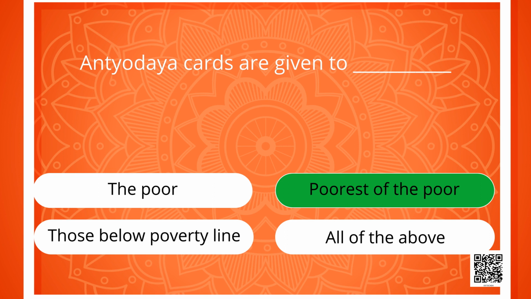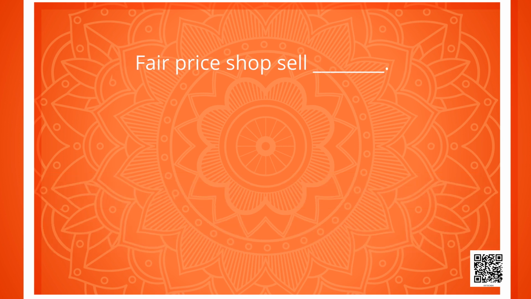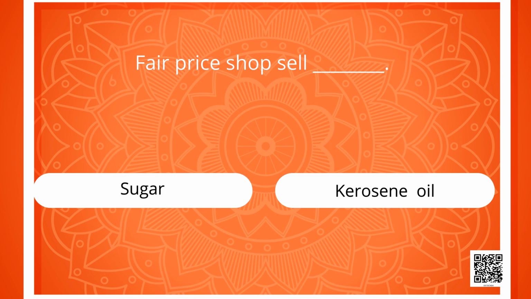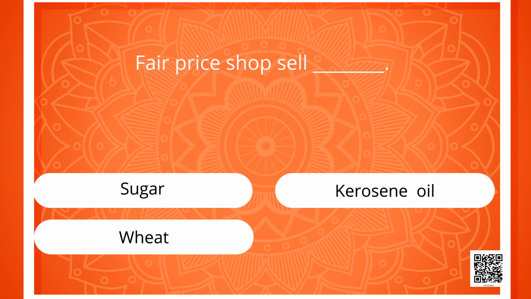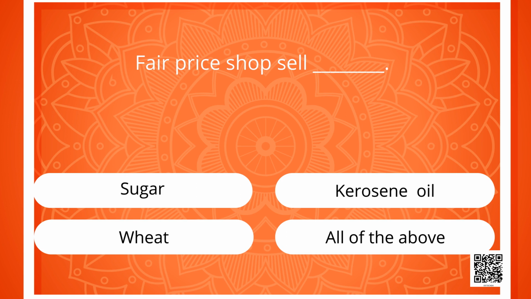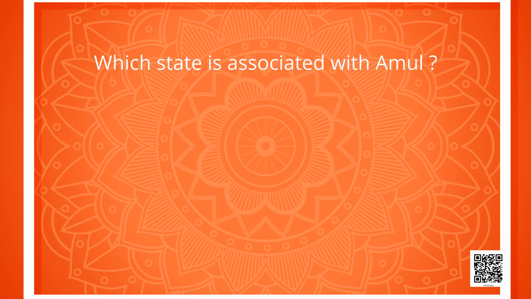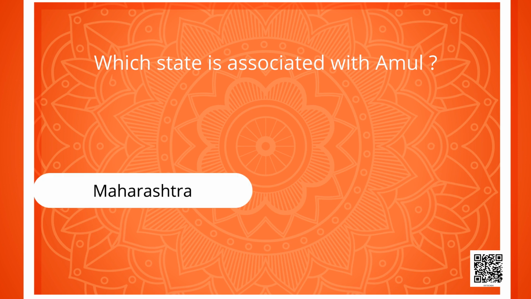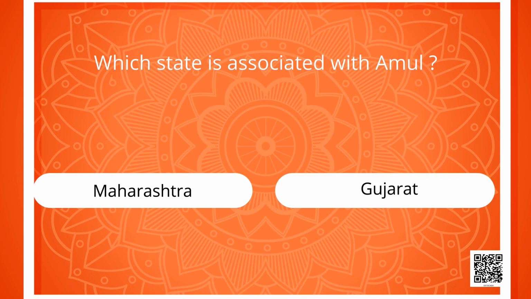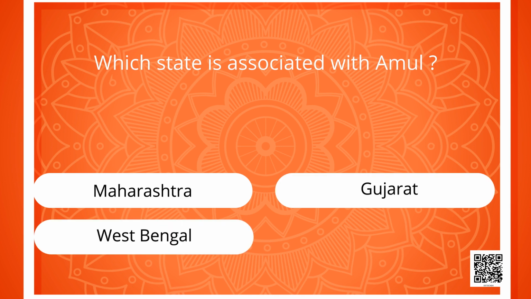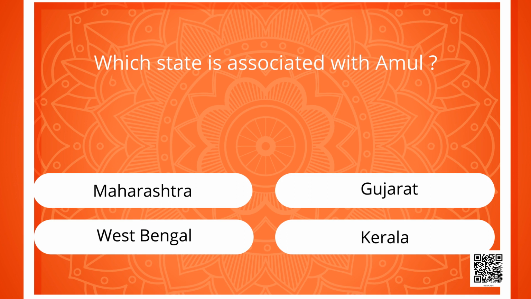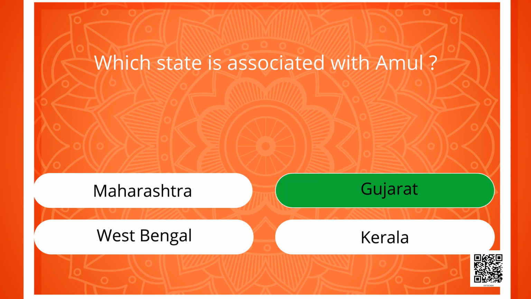The second question is, fair price shops sell, and the options are sugar, kerosene oil, wheat, or all of the above. And the correct option is yes, all of the above. The third question is, which state is associated with Amul? And the options are Maharashtra, Gujarat, West Bengal, or Kerala. Yes, it is Gujarat. Very good.